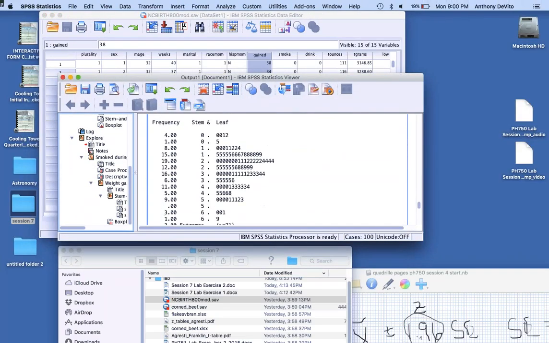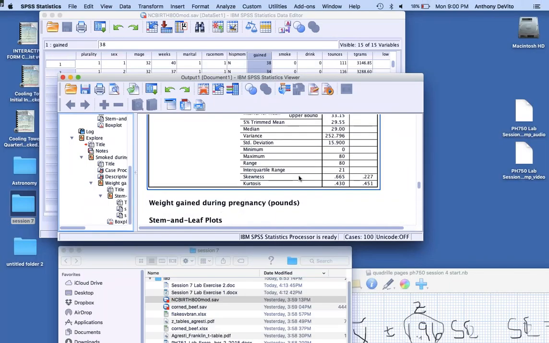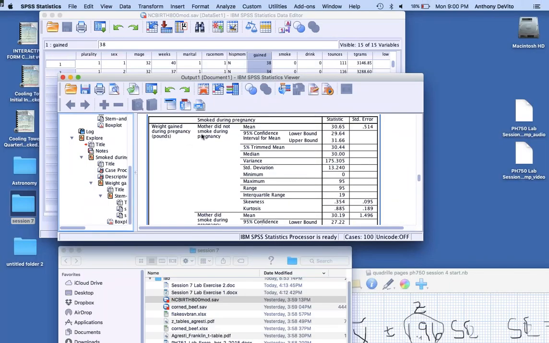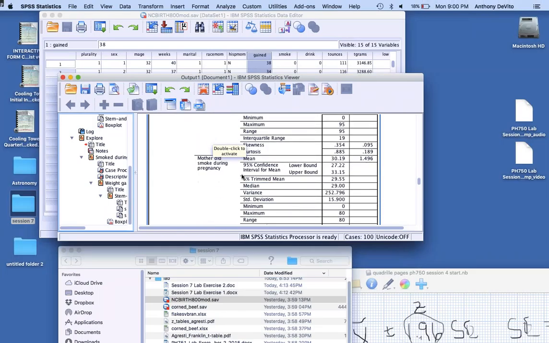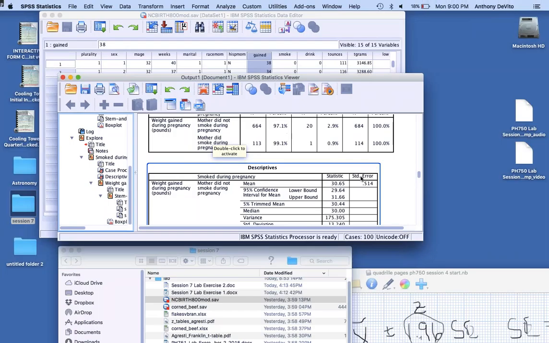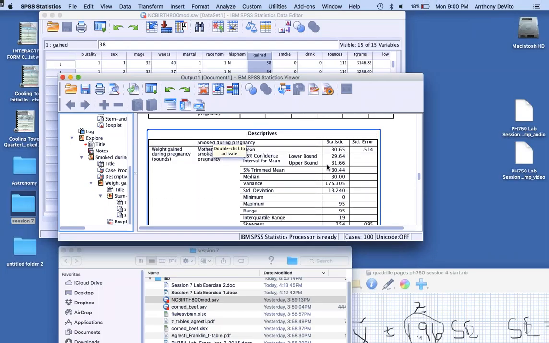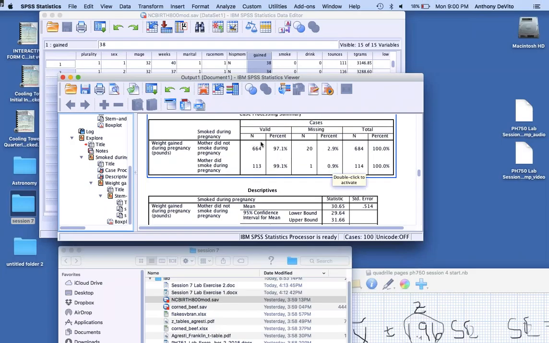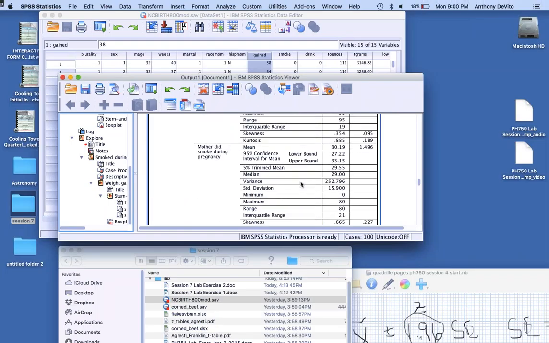And as I said, it's going to factor this into two groups. Okay, the first group is mother did not smoke during pregnancy. That's the average weight for that group, and our confidence interval is 29 to 31. And the other one is mothers who did smoke during pregnancy, and the confidence interval for that group is 27 to 33. This is a much narrower range of confidence, probably because the sample size is so much bigger for women who didn't smoke.